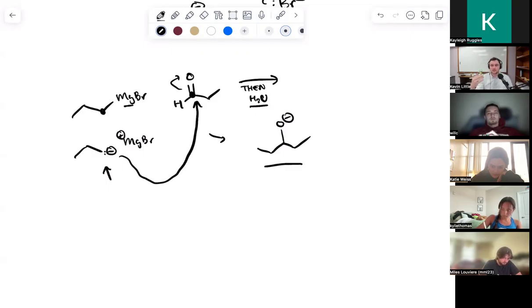So water's cool because it can act as a base or an acid. So in this case, what do I need it to act as in order to make my molecule no longer be charged? An acid. It needs to give a proton.